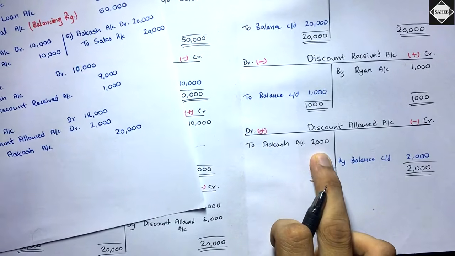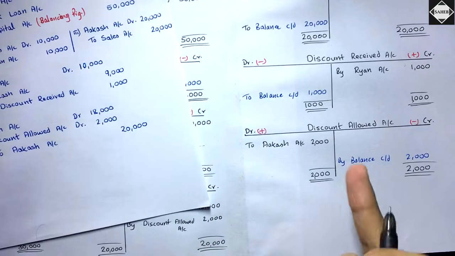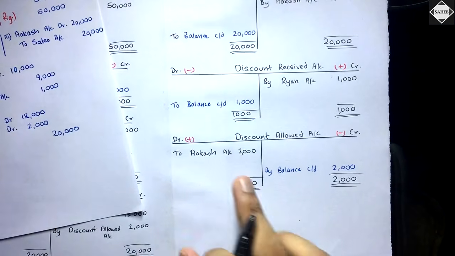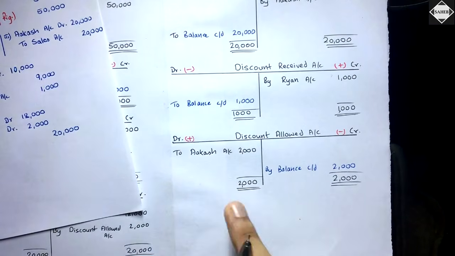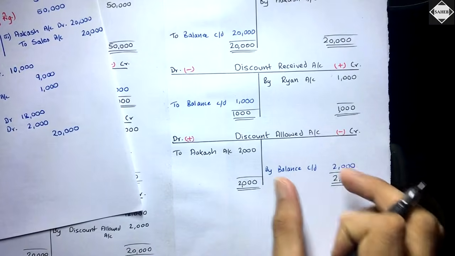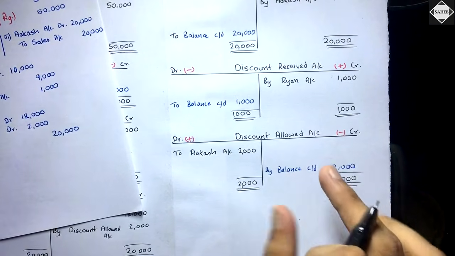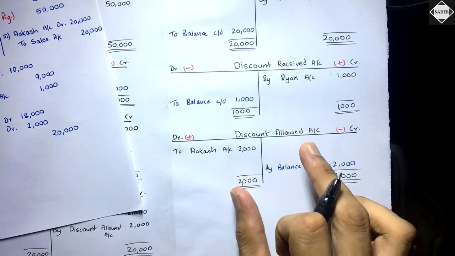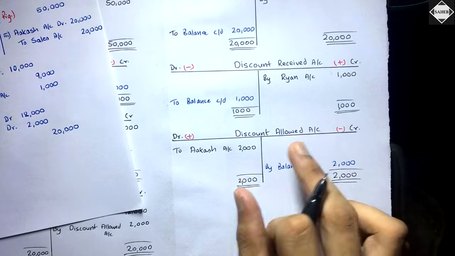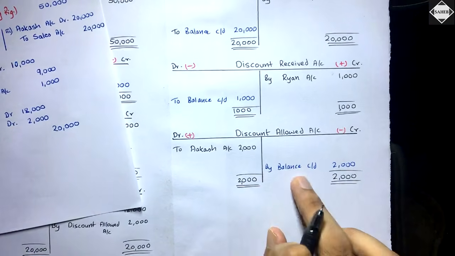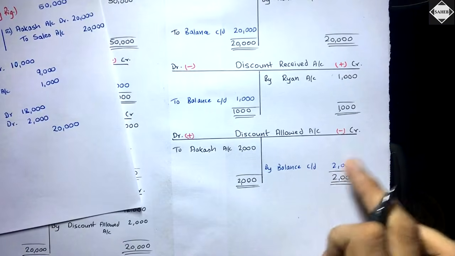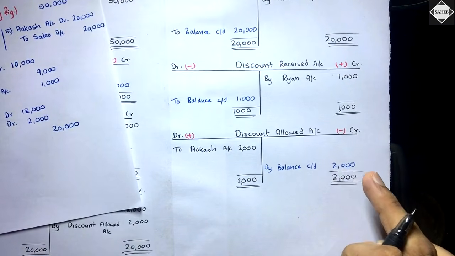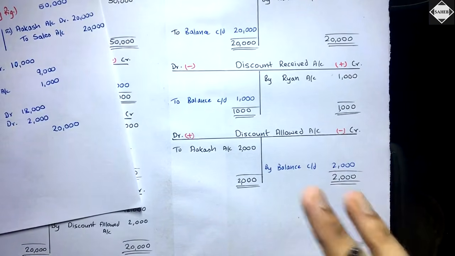Is that clear? Yes. So now you can tally the discount allowed account also. Yeah. So see here, to Akash account 2,000. You can balance it out. Simple. Yeah. So the closing balance on the opposite side, discount allowed has which balance? Tell me. It has debit balance. So closing balance will be on the credit side by balance carried down 2,000. This is the shortfall, right? On this side there will be the balance. Is that clear? Right. So this is over.